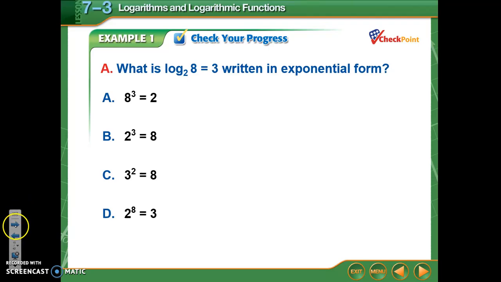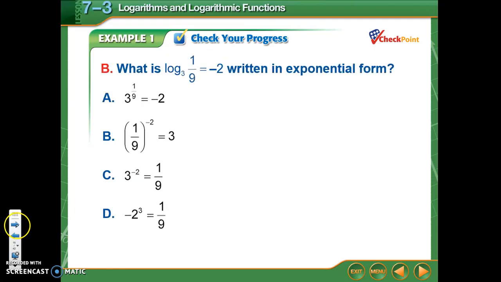Okay, why don't you guys try this one? See if you can write it in exponential form. Okay, exponential form here is 2 cubed equals 8. And try this one. Again, changing from logarithmic to exponential form, you should get C, 3 to the -2 exponent equals 1/9.